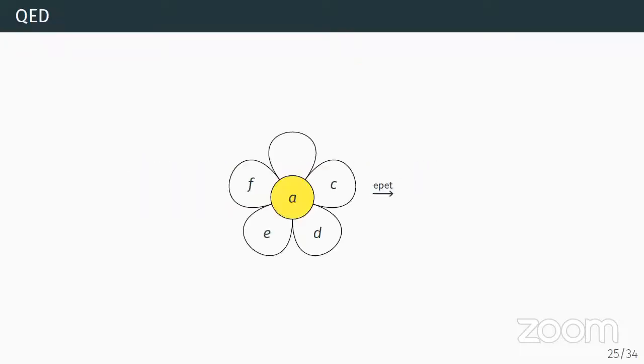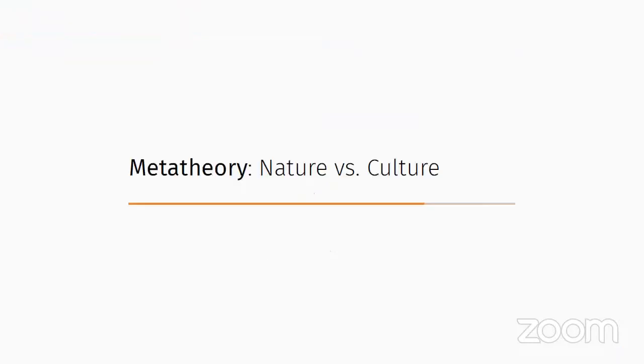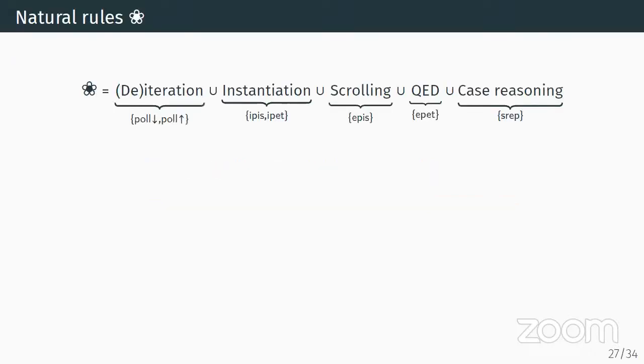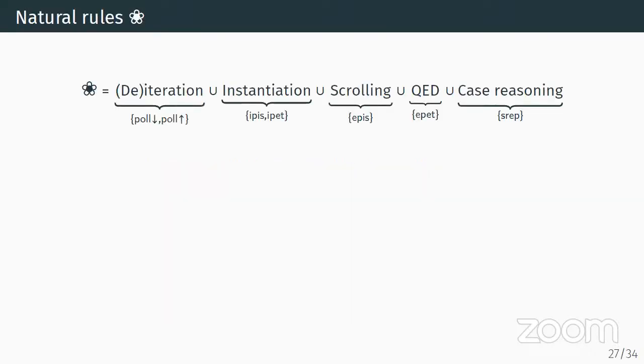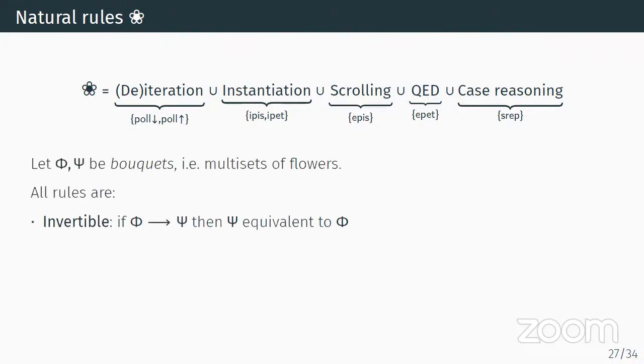So I don't think I have time for an example proof in the flower calculus, but I'm going to go straight into meta theory. So there is this distinction you can make in the rules between what I call natural rules and cultural rules. So the natural rules are the union of all these groups of rules: the iteration, instantiations, crawling, case reasoning, etc.